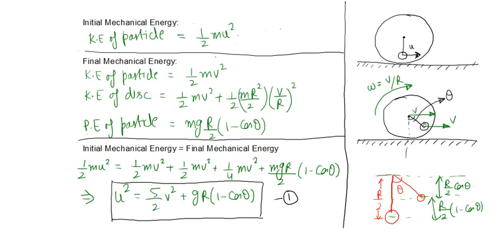Now the problem is I have one equation and two variables, two unknowns. So unknowns are v and theta here. So how will I need to find one more relationship? So how will I find another relationship?